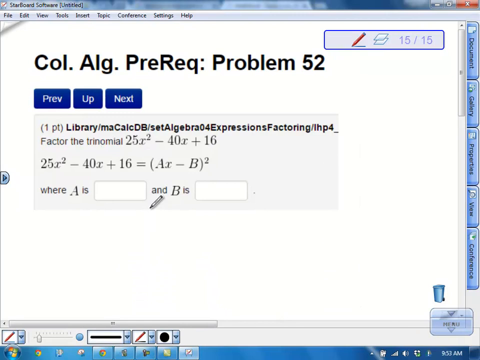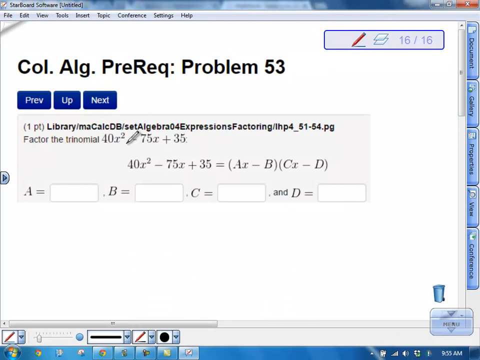Okay, next problem is 52. It says factor this trinomial right here. This is actually a perfect square trinomial because of this pattern right here. So basically you're going to have the same factor twice. That's what this says. So you're going to have ax minus b times ax minus b. So the question is, what two numbers multiplied together would be 25, that'd be 5. And what two numbers multiplied would be 16, that'd be 4. So this is what you get, 5x minus 4 times 5x minus 4, where a is 5 and b is 4.